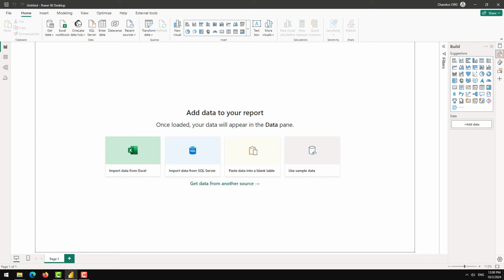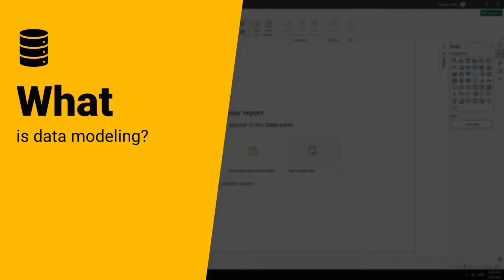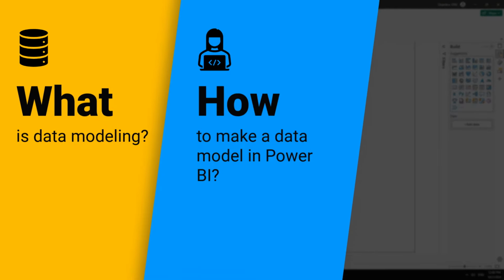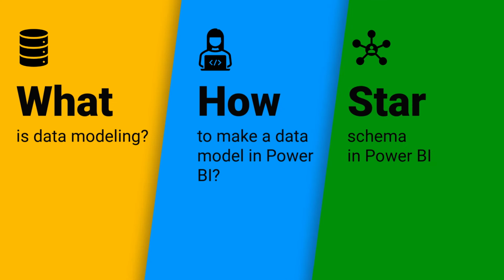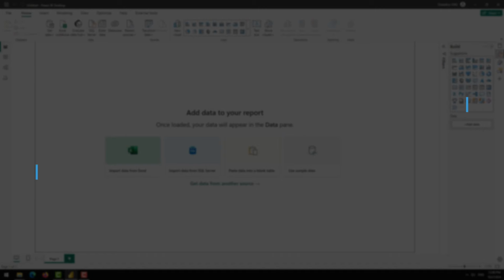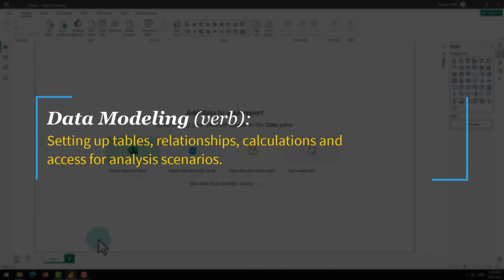In this video, let's understand what is data modeling, how to do data modeling or semantic modeling using Power BI, how to set up a star schema in Power BI. One of the crucial and vital aspects of working within a business intelligence platform like Power BI is setting up your data correctly. And this step is called data modeling.